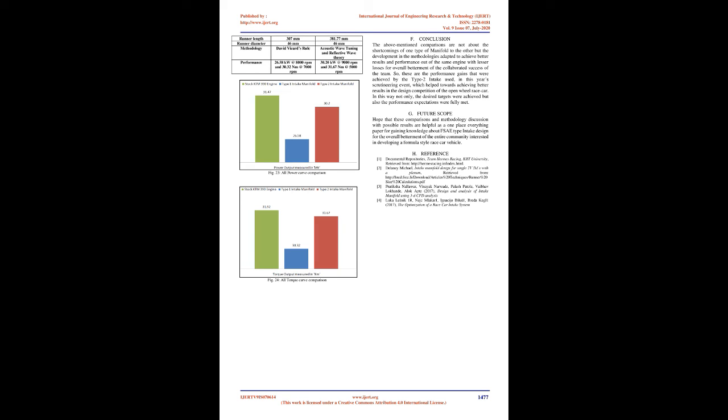Fig 20, Ricardo Wave Type 2 intake engine. Fig 21, Type 2 intake engine power curve. Fig 22, Type 2 intake engine torque curve. Table 13, Type 2 intake engine performance. Performance achieved: Type 2 intake maximum power output, 30.20 kilowatts at 9000 RPM. Type 2 intake maximum torque output, 31.67 newton-meters at 5000 RPM.